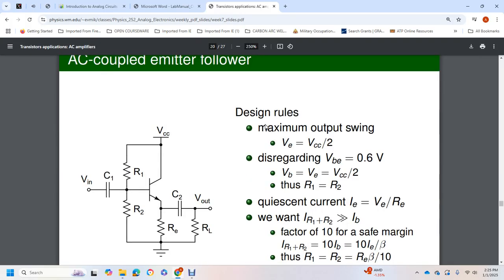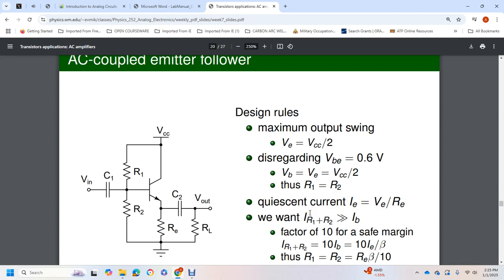AC coupled emitter follower design. For maximum output, the emitter voltage is equal to the supply voltage over 2. Disregarding the base-emitter voltage of 0.6 volts, the base voltage equals the emitter voltage equals the supply voltage over 2. Thus resistor 1 is equal to resistor 2. The quiescent emitter current is equal to the emitter voltage over the emitter resistor.